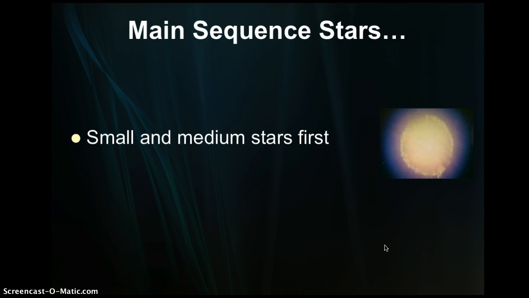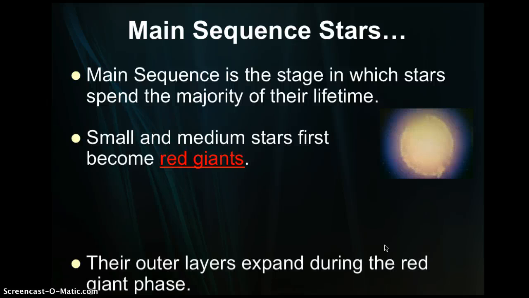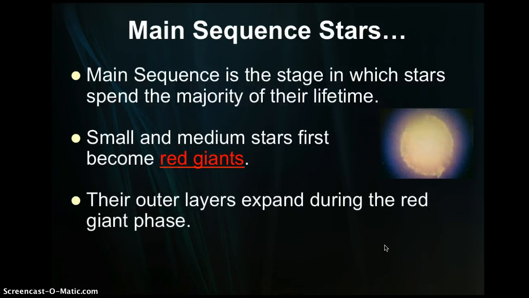The main sequence stars are smaller and medium-sized stars. That's where a lot of stars spend the majority of their lifetime. When they start to run out of fuel, they become a red giant. And what happens is, as they run out of fuel, of course, they start to cool. When anything cools, it expands. Think about what happens when you put a bottle of water in the freezer. As it cools, it starts to expand.